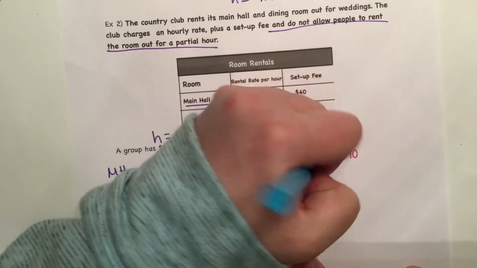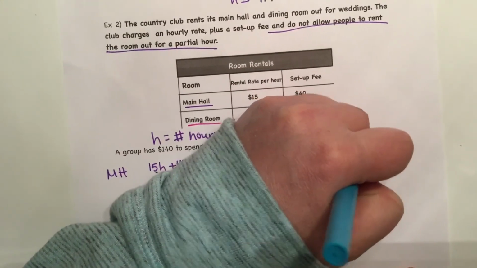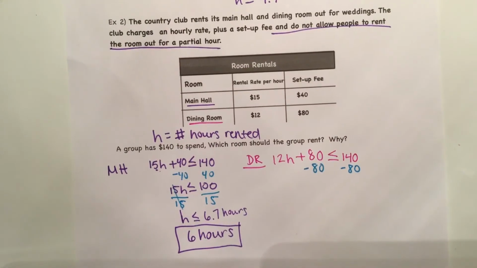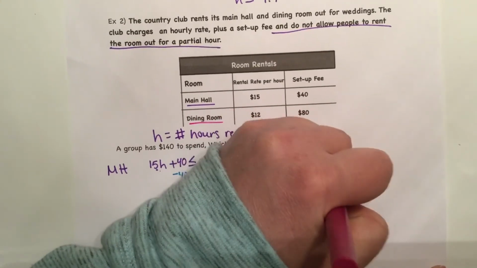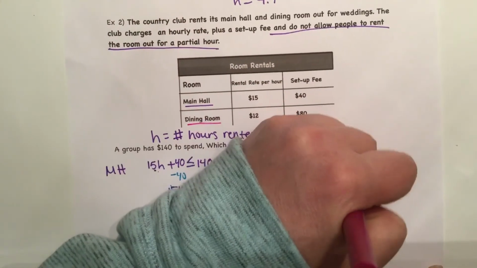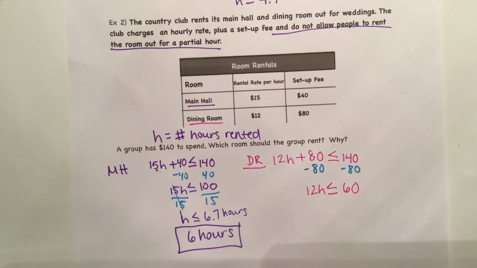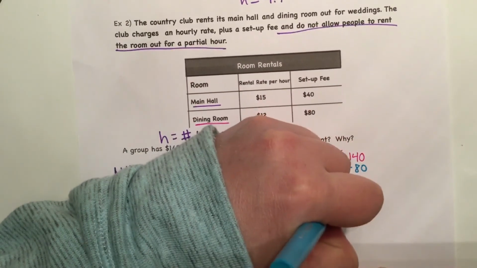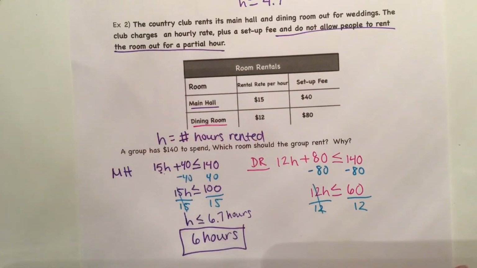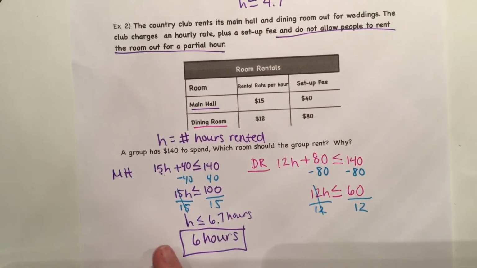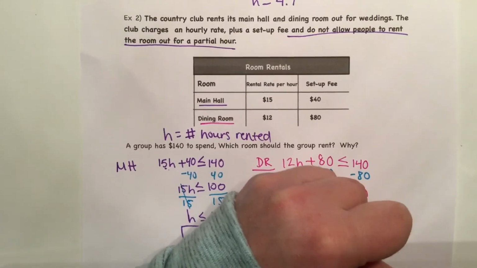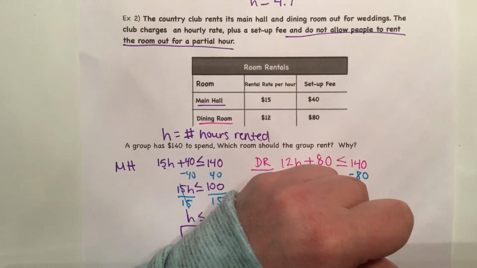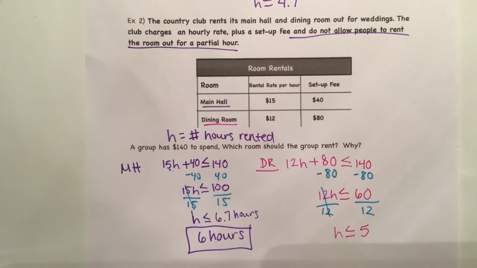Now I can go ahead and solve this by subtracting 80 from both sides, which leaves me with 12h is less than or equal to 60. Divide by 12, and I end up with h less than or equal to 5 hours.